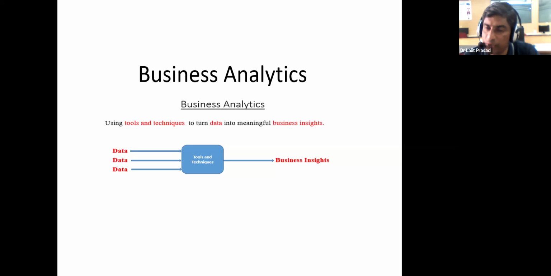So there will be a use of statistics in the tools and techniques, as well as how we will use various softwares. Are you using Excel, R, or Python? SPSS, SAS, Minitab, so many softwares and certain programming languages are there, through which you can convert the raw data into useful information. So that's why it is saying by using the tools and techniques.